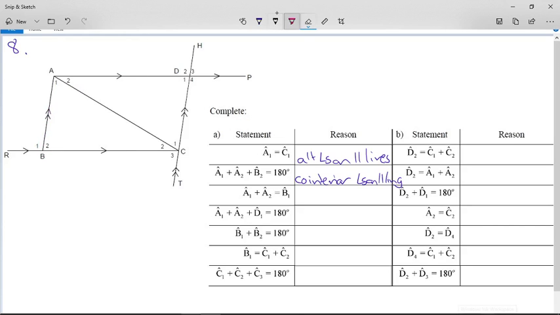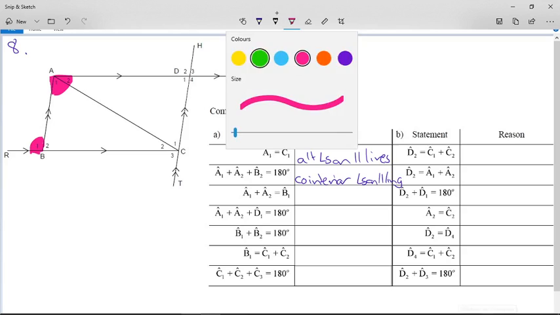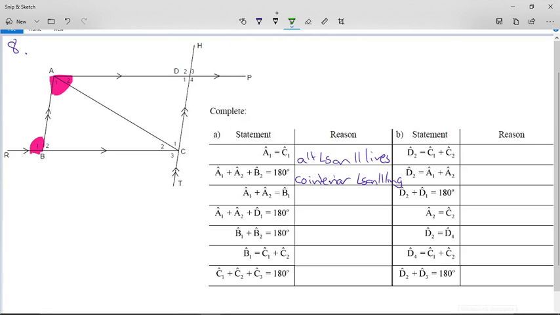Okay, and then the next one, A1 plus A2. So A1 plus A2 means the whole of angle A equals B1. Here is B1 over here. Now this one's not so obvious. Why is it not so obvious? It's not so obvious because they chopped off your parallel lines.